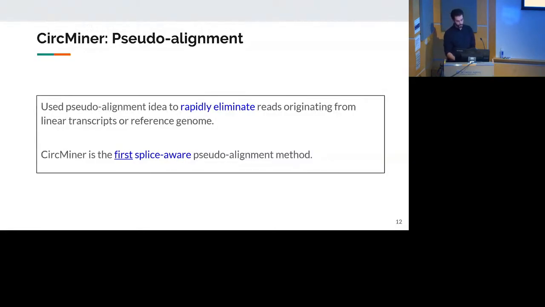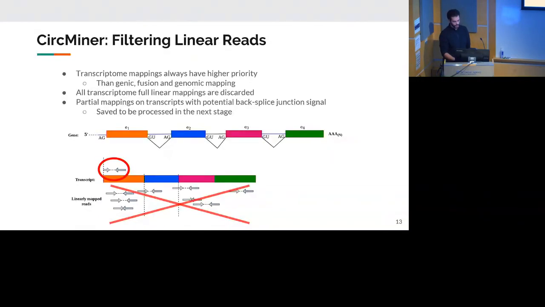So here we developed the first splice-aware pseudo-alignment method, in this tool. As I said, since it is splice-aware, it is able to map the reads to both the transcriptome and the genome. But there's a priority. We always prefer the reads that are mapped to the transcriptome. Afterwards, the ones that are mapped within a gene or fusion genes, and finally, the genomic mappings.